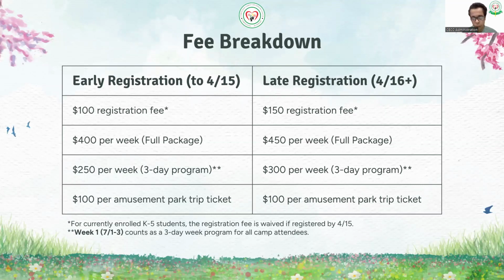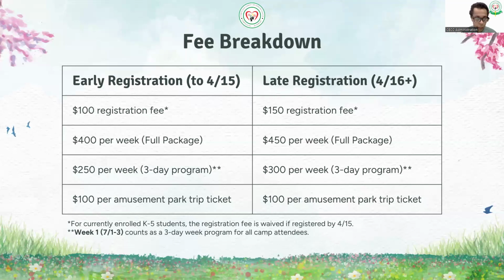The full package, 5 days per week, is $400. And the 3-day-a-week program, whether that's Get Physical or Stay Sharp, that's $250 per week. The first week we are closed for 2 days, the July 4th and July 5th. So everybody would have a 3-day program if they sign up for week 1 during this year's camp. And as we mentioned before, the amusement park trip tickets are $100. They stay the same regardless when you register. Again, they are sold on a first come, first served basis.